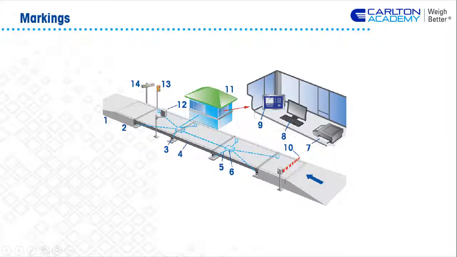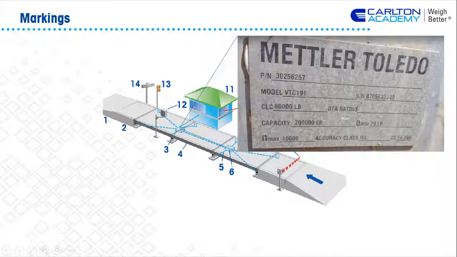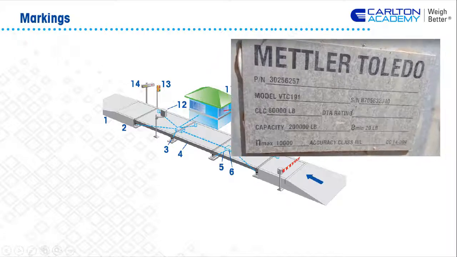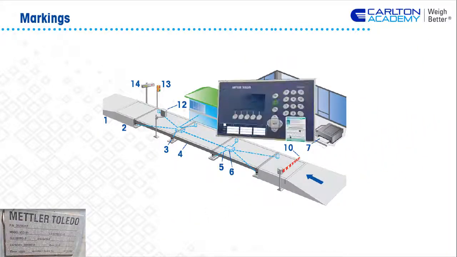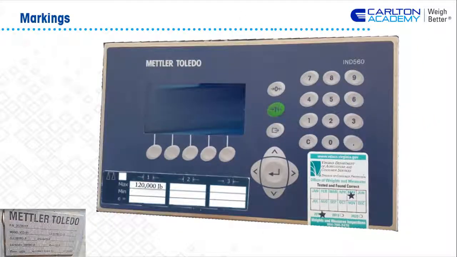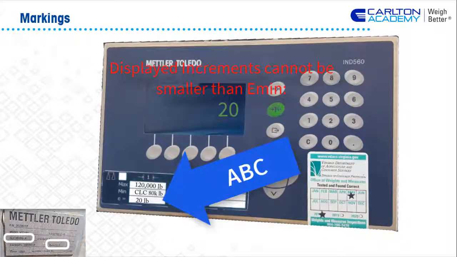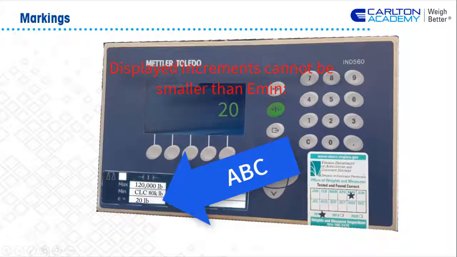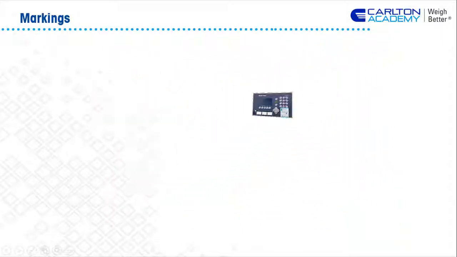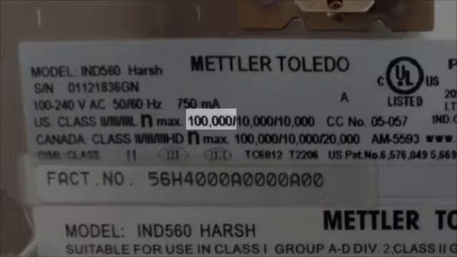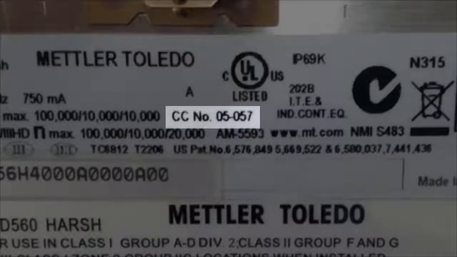Markings. All associated print is required on installed or manufactured devices after 2003. Some devices have been grandfathered but cannot be moved without voiding the approval. The data plate on the weighbridge will have the CLC, capacity, and EMIN, which is all required to be on the face of the terminal. The display increments cannot be smaller than the EMIN from the weighbridge.